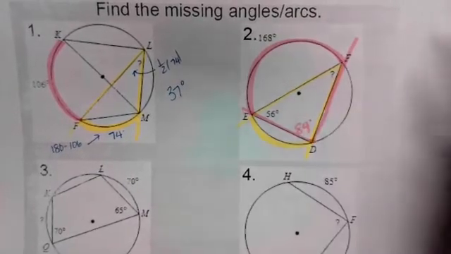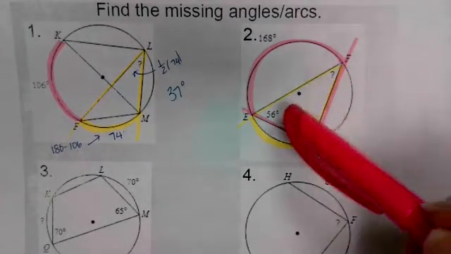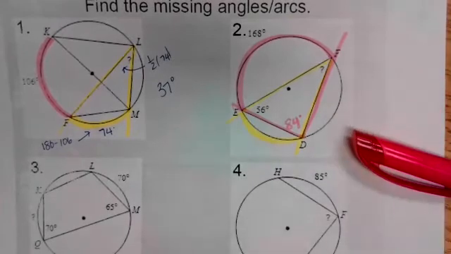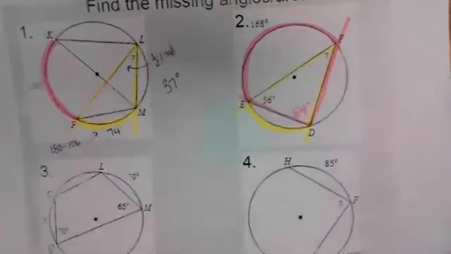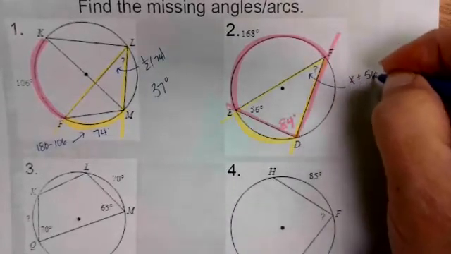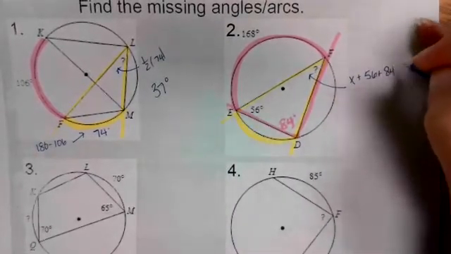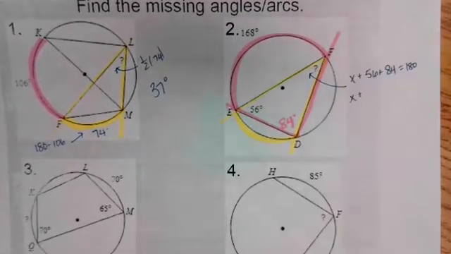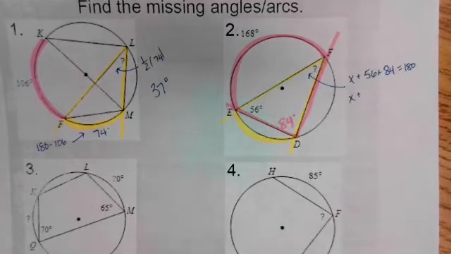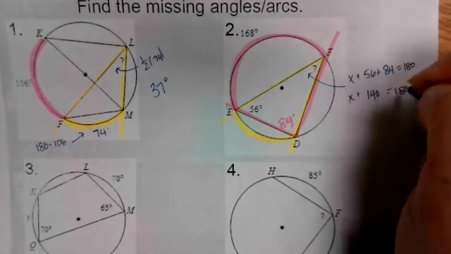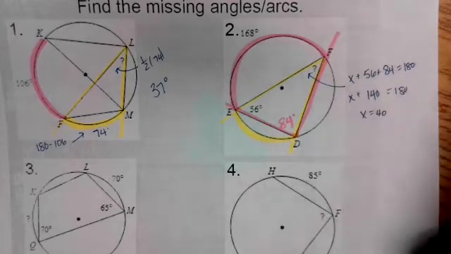This angle is 84. I now have a triangle where I know 2 of the angles, and I need to find the third one. All angles in a triangle are going to add up to 180. So this x plus the 56 plus the 84 is going to be equal to 180. 84 and 56 is 140. So my x is 40 degrees.